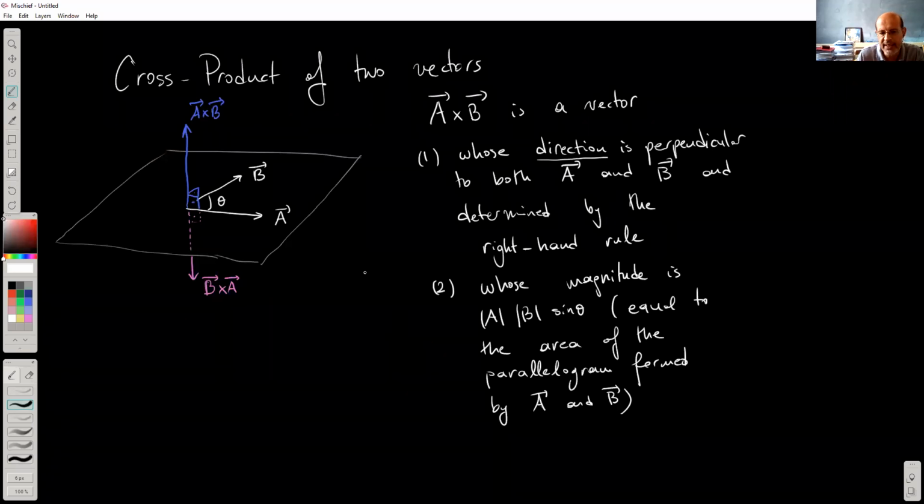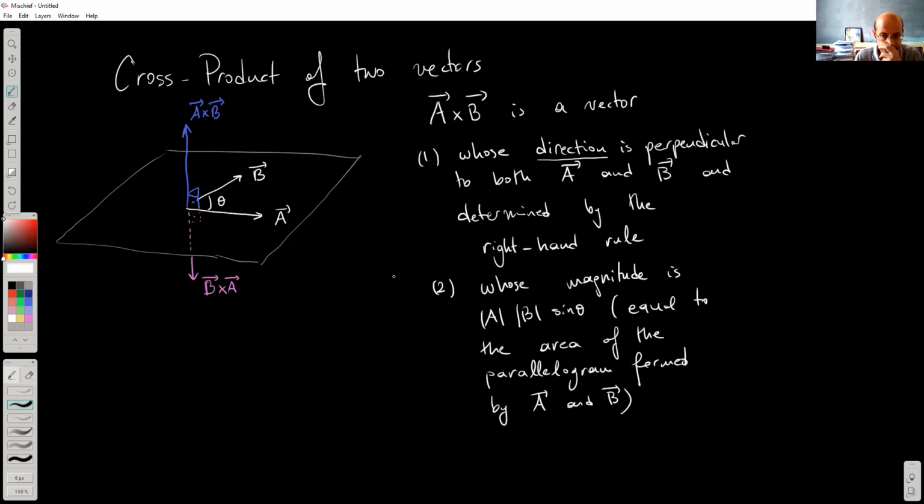The second one is that the magnitude is given by some certain relationship. It's basically the product of the lengths multiplied with sine theta, or we can actually geometrically equate it to the area of the parallelogram formed by these two vectors, right? That's another way of looking at it.